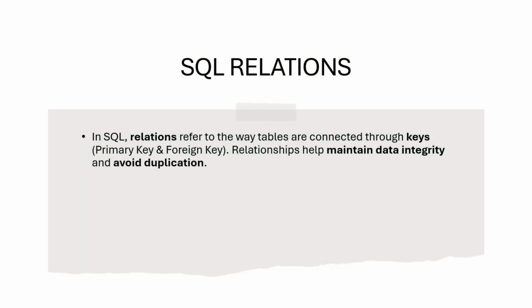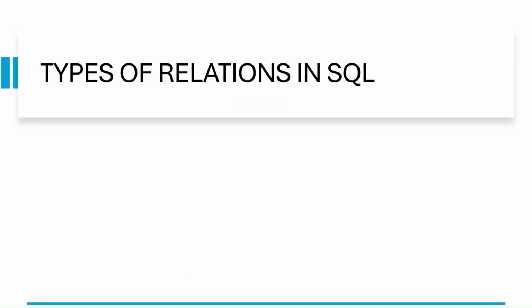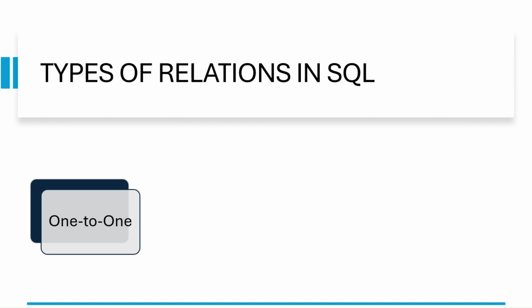In SQL, relations refer to the way tables are connected through keys. Relationships help maintain data integrity and avoid duplication. The types of relations are the 1-to-1 relationship. Each row in table A relates to one row in table B.